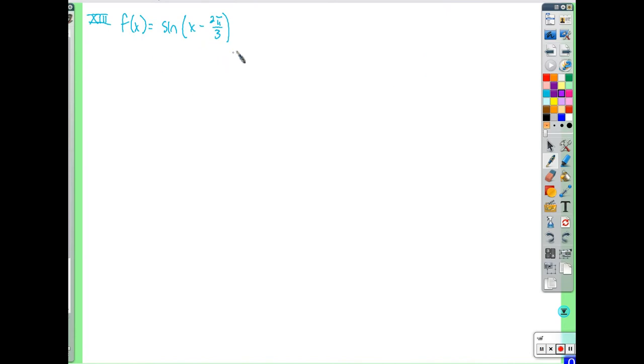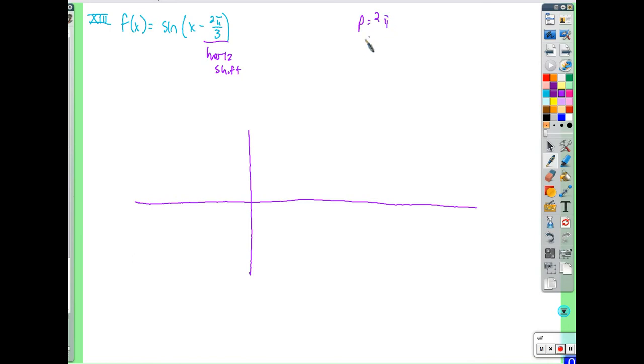Okay, let's see what's happening here. So this is a minus 2 pi over 3 inside the parentheses, so this would be a horizontal shift. So we want to shift it, remember, to the right. Even though it says minus there, it's going to move it to the right 2 pi over 3. Alright, so draw our axes. The period, still 2 pi. Amplitude, still 1. But there's a horizontal shift, so to the right, 2 pi over 3.